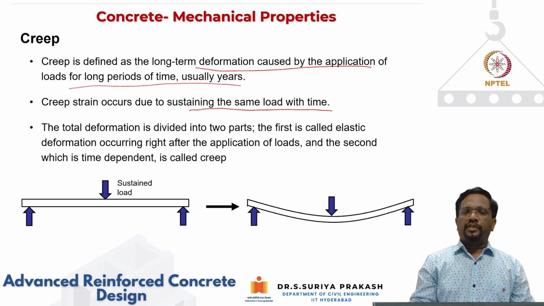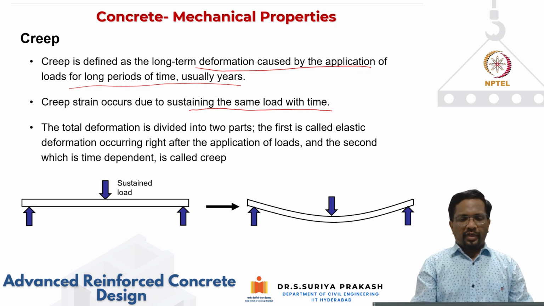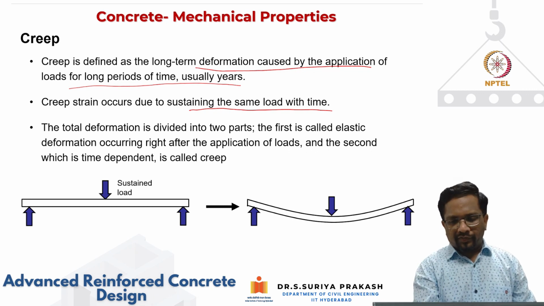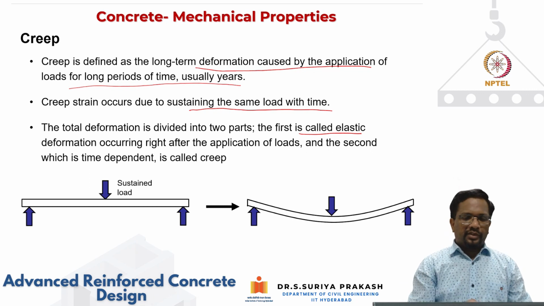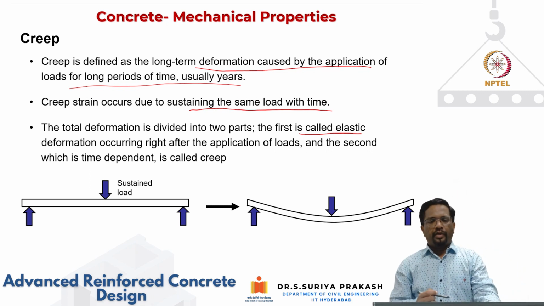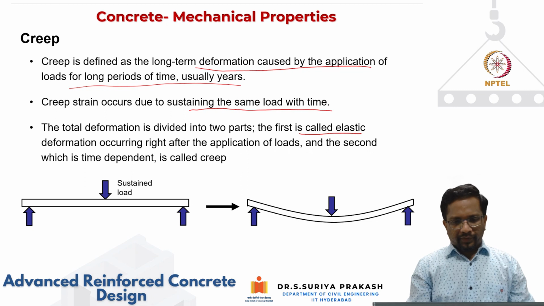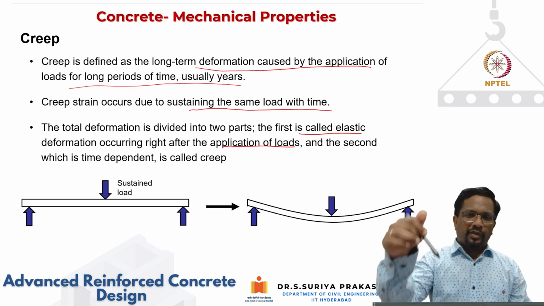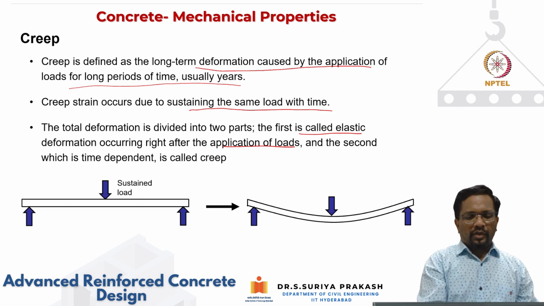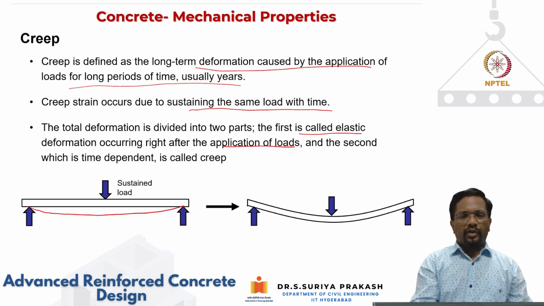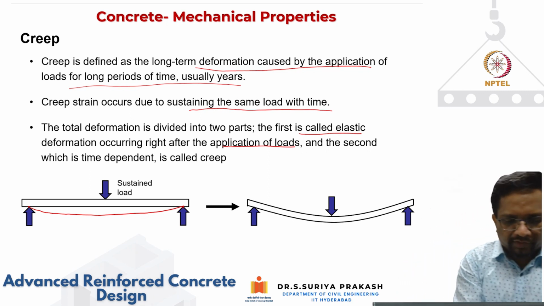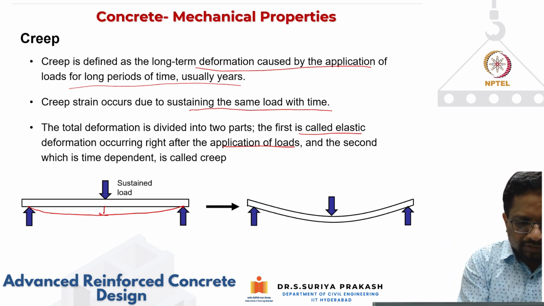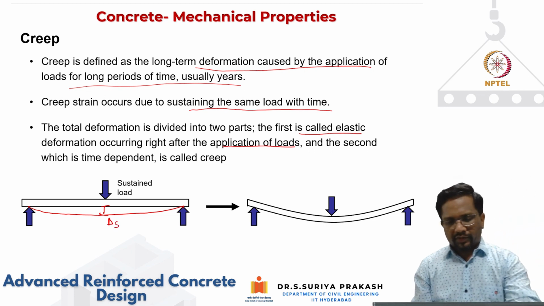Now, the deformation that is caused by creep can be divided into two parts. The first is called elastic deformation, that is going to happen right after the application of loads. And the second one is the short-term deflection. So, because of this load, let's say this girder is going to deflect like this. This is only because of short-term deflection. So, if you write like this, let's say delta S, which is your short-term deflection.